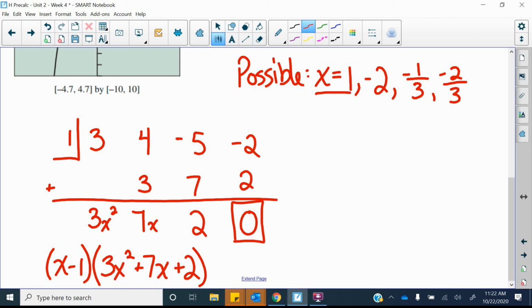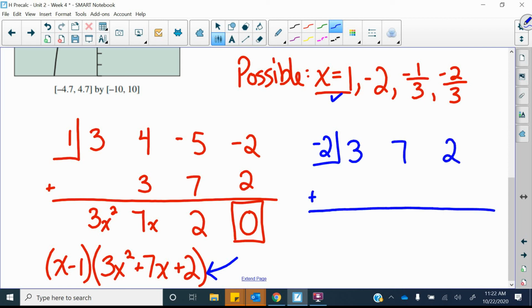Okay. What we could do next, now that we know 1 is definitely a 0, is notice that negative 2 looks like a zero as well. I'm going to use synthetic division again, and for my dividend this time I'm going to use the quotient from our previous problem. So we use the 3, the 7, and the 2. I will show you why in a second. I'll bring down my 3, negative 6, and positive 1, negative 2. Ooh, I have another remainder of 0.